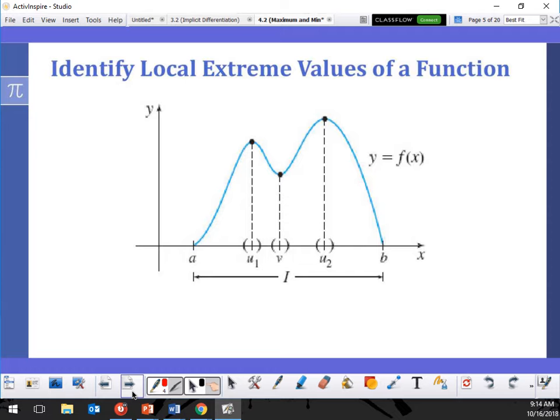A local minimum would be v, and it would be at f of v. So there would be my local minimum. What would be my absolute minimum? It would be at one of the endpoints here, A or B. So it would be one of the endpoints. But would I include the endpoints here? No, because this one right here is an open interval, so it's going to be an interval with parentheses A, comma, B. That means I'm not including the endpoints.